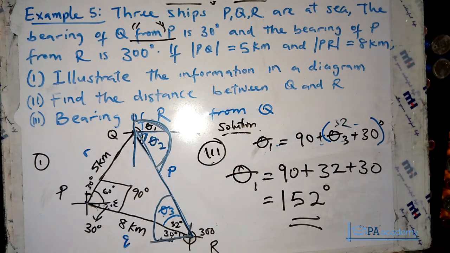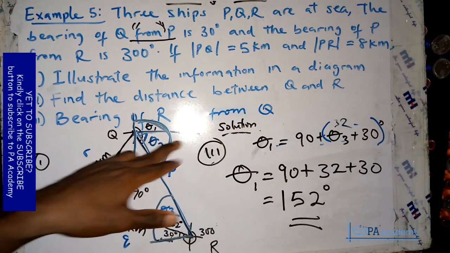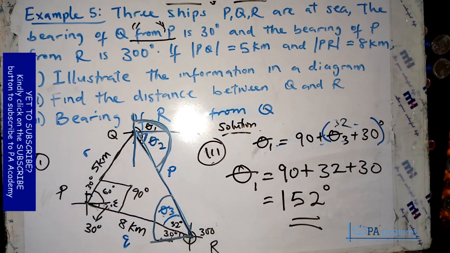So with that, we've come to the end of the solution to example number 5. So that's the question, and this is the solution, where the bearing of R from Q is 152 degrees.